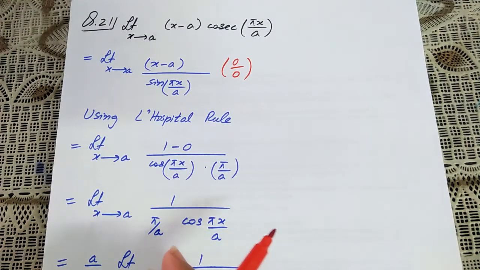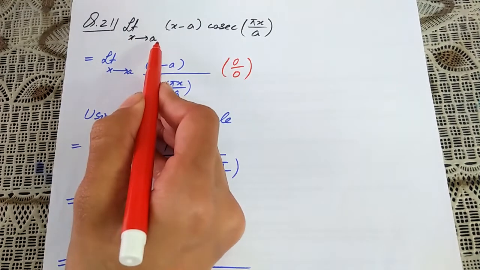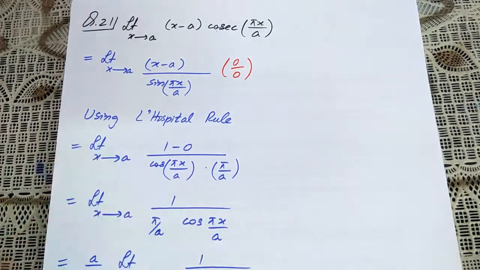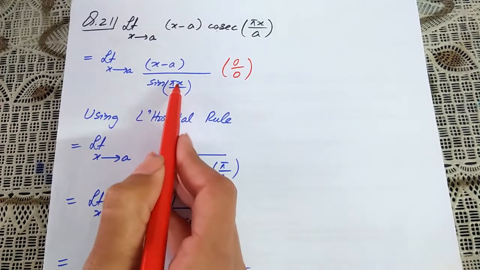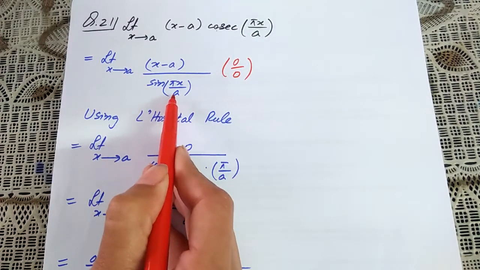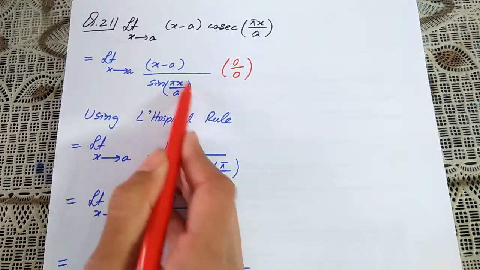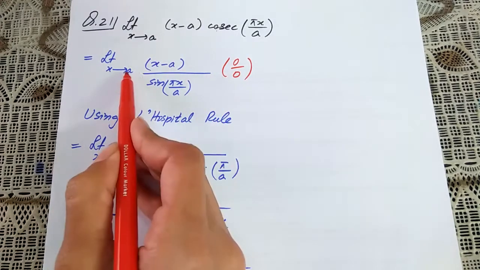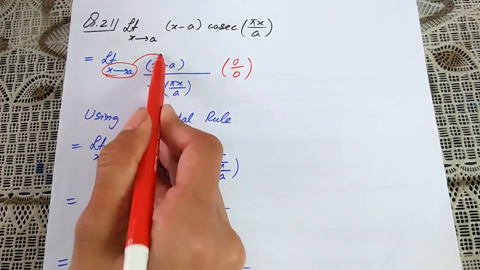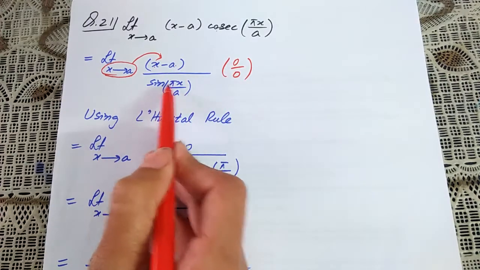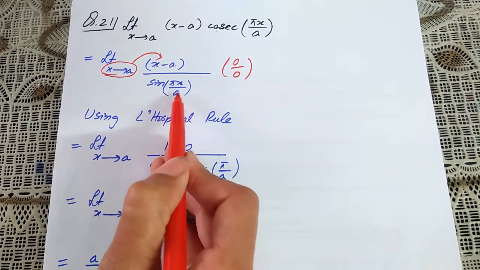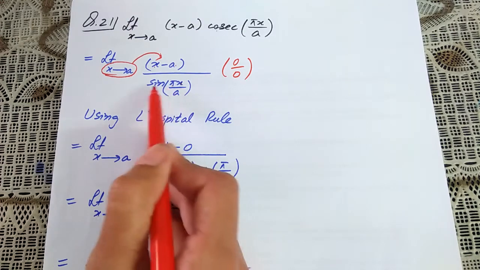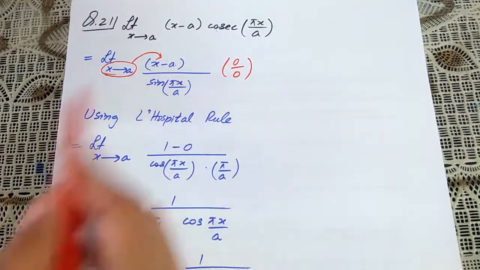Question number 21. In question number 21, we have limit x approaches a, (x minus a) cosecant (pi x over a). Cosecant (pi x over a) can be written as 1 over sine (pi x over a). So I have moved it to the denominator and just changed it to sine of pi x over a. This is 0 by 0 form because when we put x = a here, a minus a will be 0, sine (pi a over a), and a will be cancelled. We will be left with sine pi, and sine pi is sine 180 degrees, and sine 180 degrees is 0. So we got 0 by 0 form.